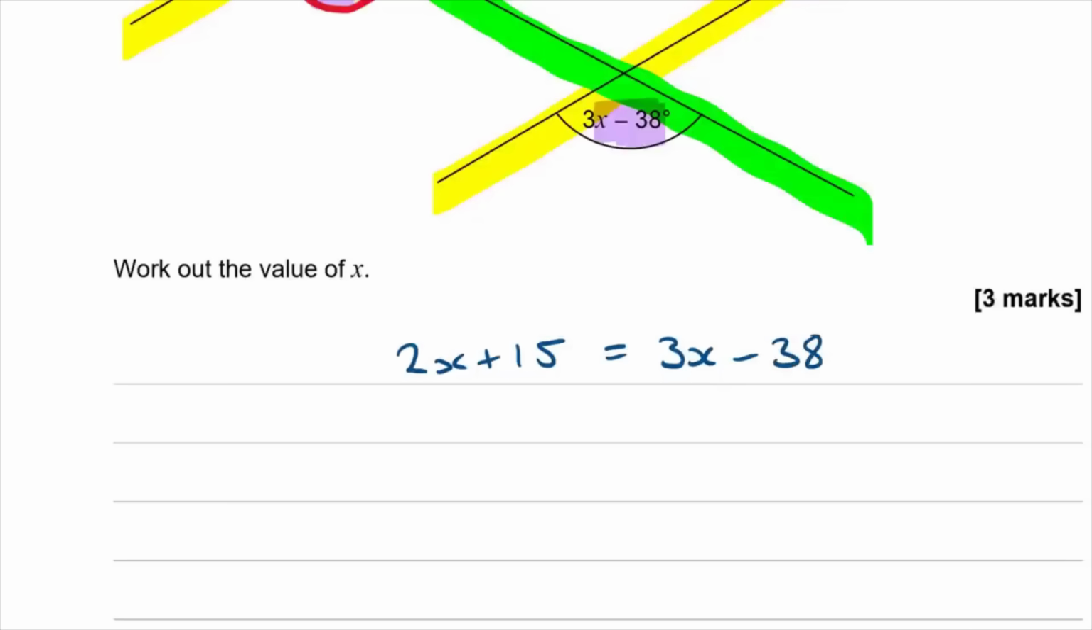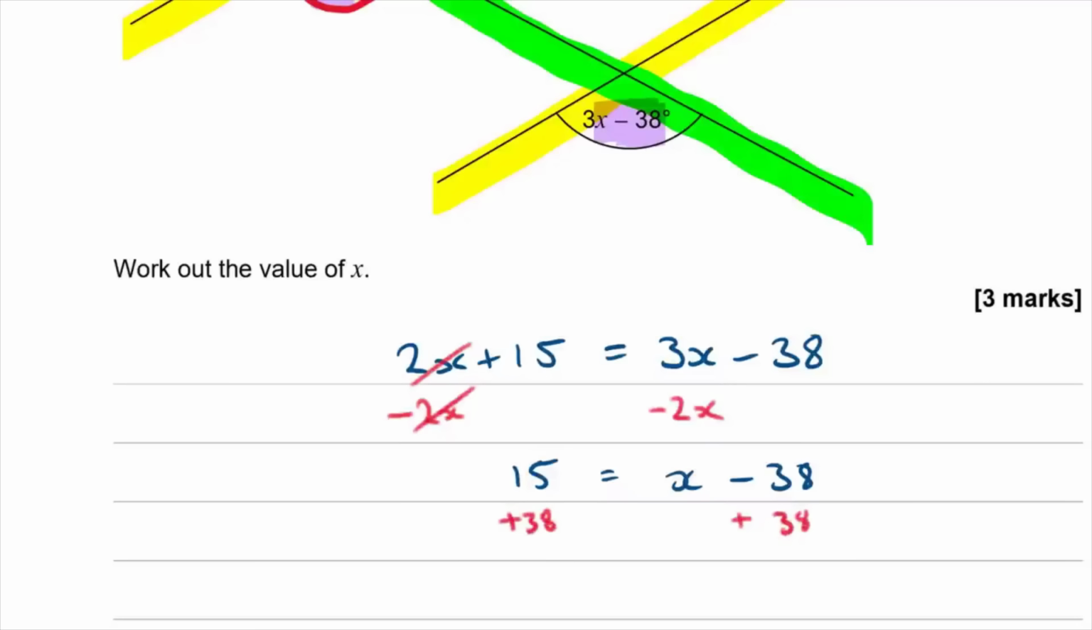So if we equate them like that, we form an equation in x that we can then go on to solve. Firstly, we've got x's on both sides, so let's simplify it a little bit by subtracting 2x from both sides. So if I take 2x from that side, they'll disappear. And if I take 2x from the other side, it's going to leave me with 15 is equal to x minus 38.